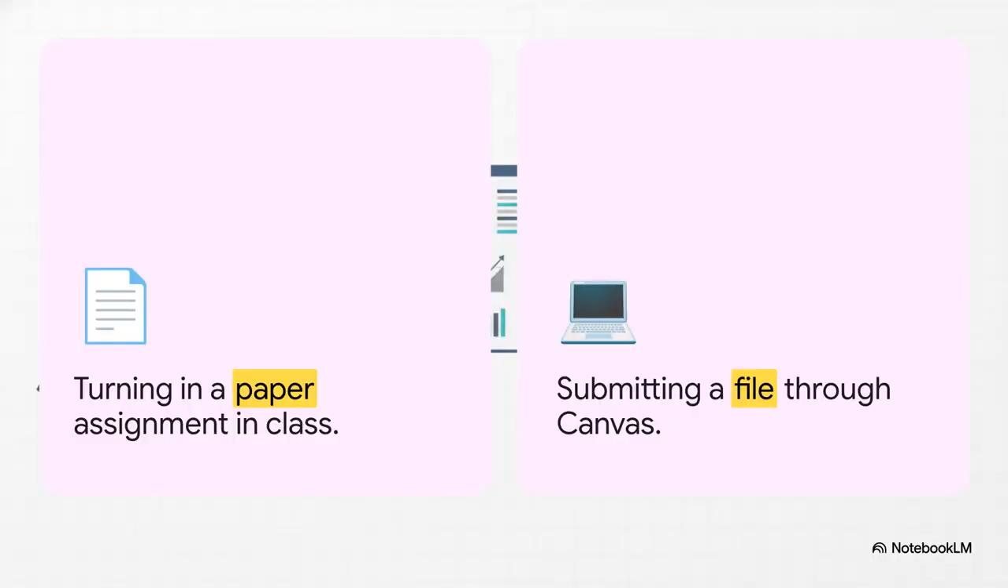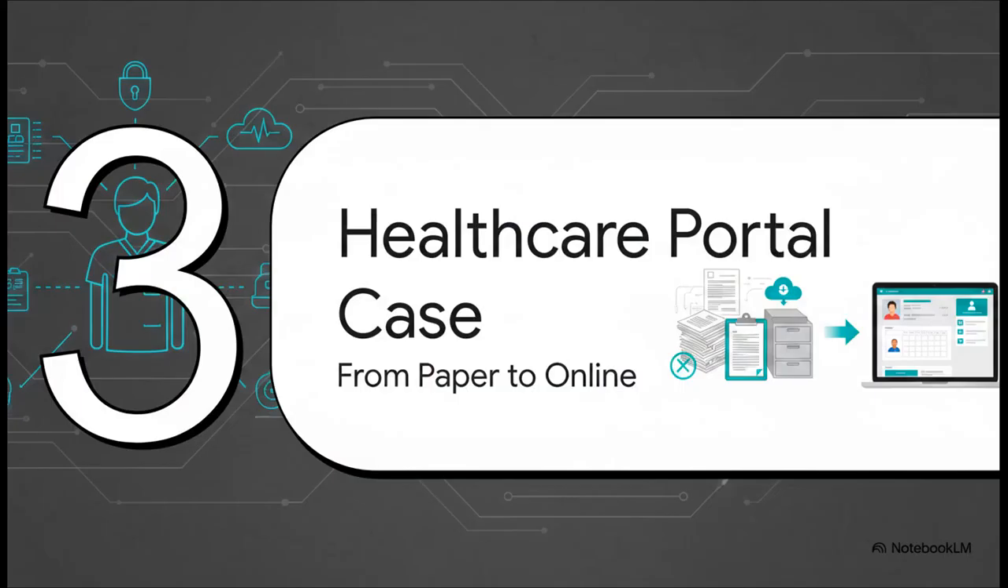This is one of my favorite examples because it brilliantly illustrates the concept. Think about turning in a physical paper assignment in class versus submitting a file through Canvas. It completely transforms the workflow. With the traditional process, you literally hand in a stack of paper. But when that's digitally transformed, the timestamp, the grading, the professor's feedback, and the permanent record keeping, all of that becomes automated and interconnected.